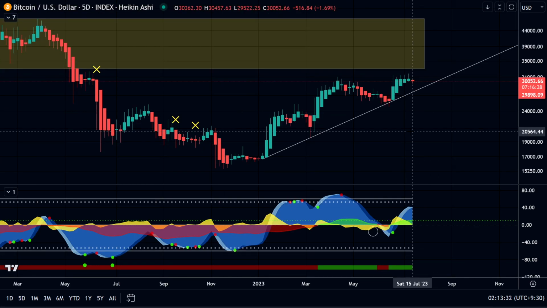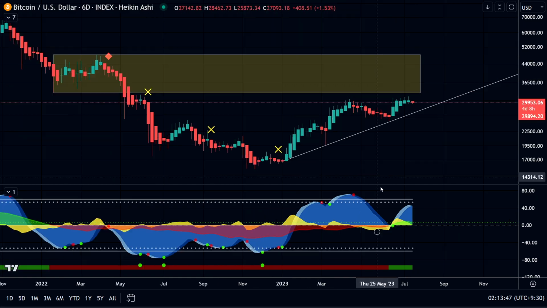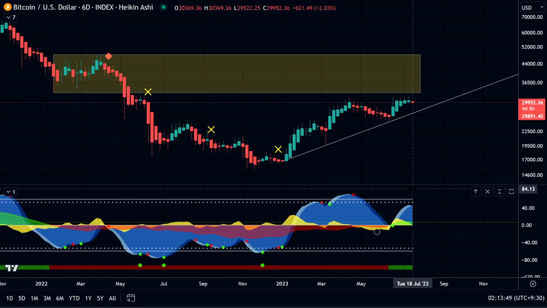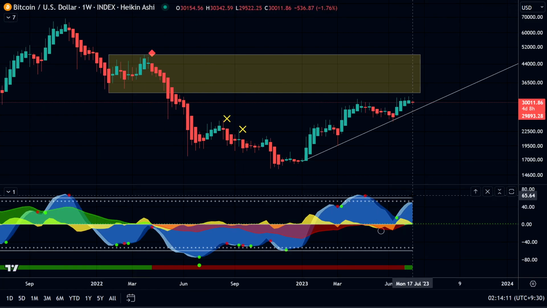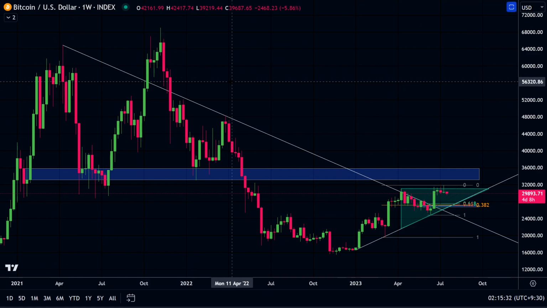The 5-day doesn't have a red dot present yet, but the next candle is on tomorrow's open. And the 6-day also doesn't have a red dot. The next candle is at the start of next week. And the weekly also doesn't have a red dot. We can see it's getting quite close here. So there are some signs of more bearishness. Weekly doesn't have the red dot yet, so we do need to see that and it get confirmed before it is a bearish signal.